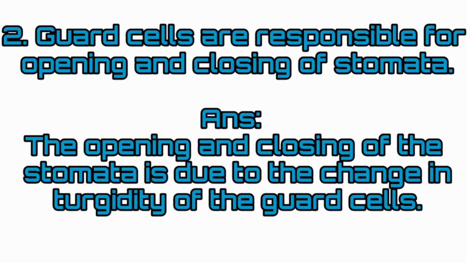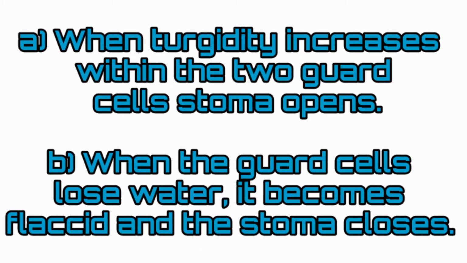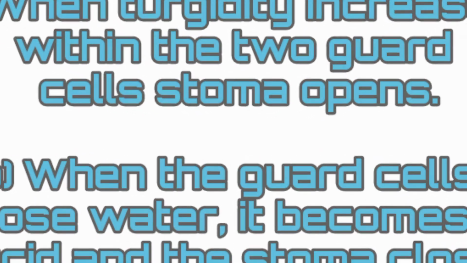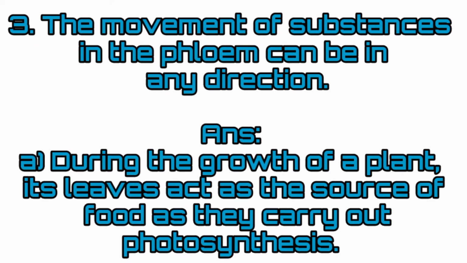The opening and closing of the stomata is due to the change in turgidity of the guard cells. When turgidity increases within the two guard cells, the stoma opens. When the guard cells lose water, they become flaccid and the stoma closes. Third question. The movement of substances in the phloem can be in any direction.